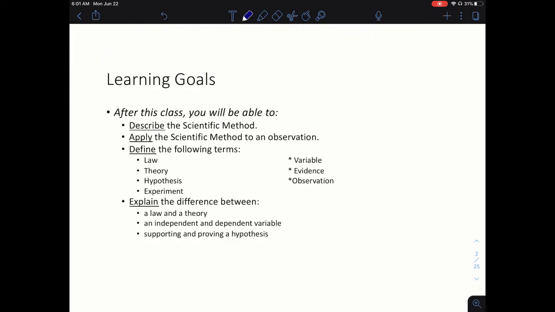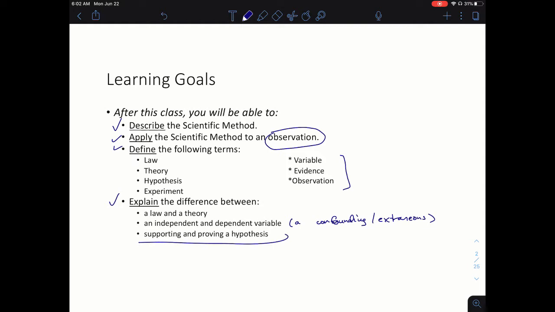After this class, you'll be able to describe the scientific method, apply the scientific method to a given observation, define some terms, explain the difference between a law and a theory, an independent and a dependent variable, as well as a confounding variable. You'll also be able to describe the difference between supporting and proving a hypothesis.